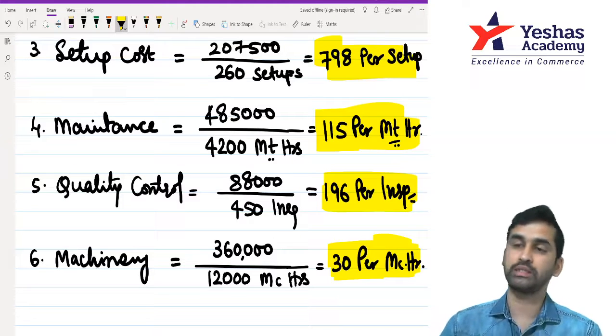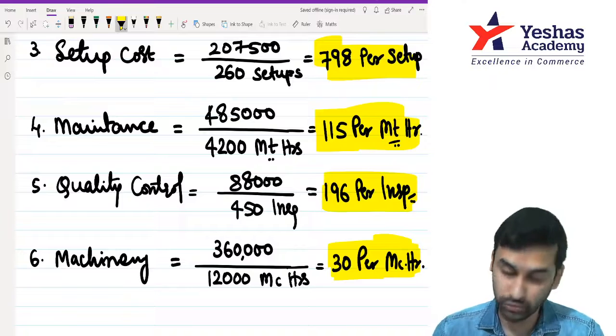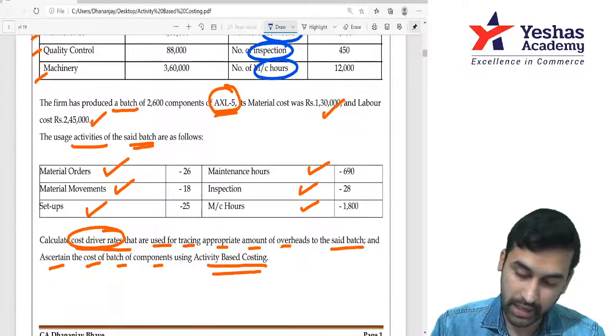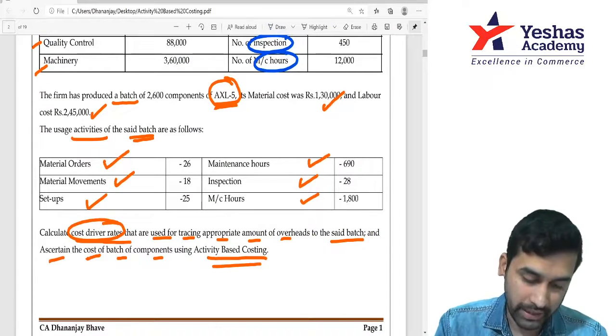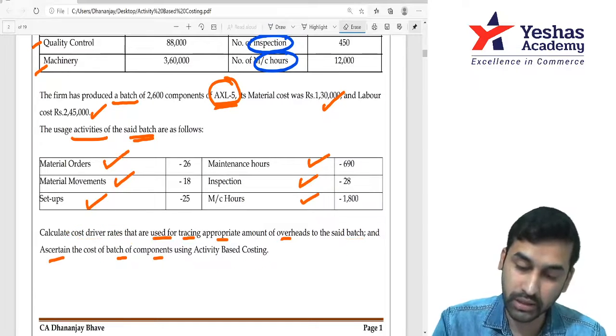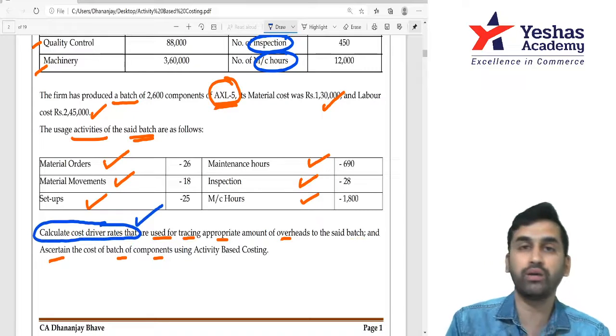Okay, yes. Did we complete the whole answer? No, we have not completed. Let me go back to the question. What did they ask? See this, I'm marking in blue now. Calculate cost driver rates. Did we calculate cost driver rates? Yes sir, we calculated cost driver rates. So one part of the answer is done.